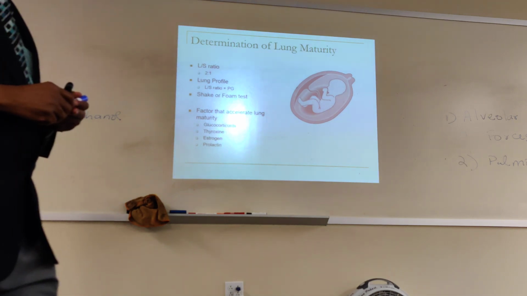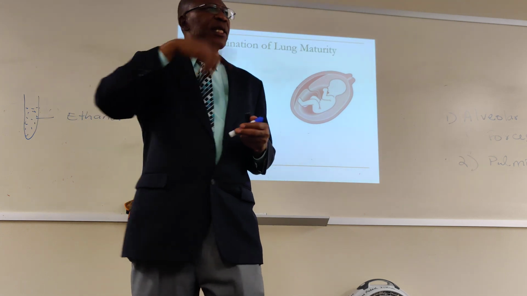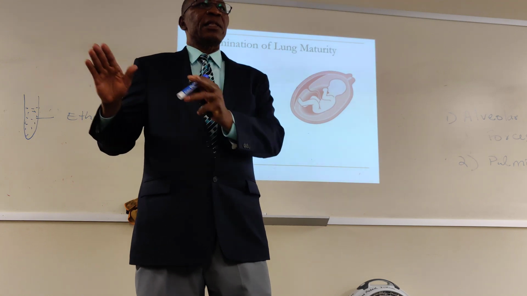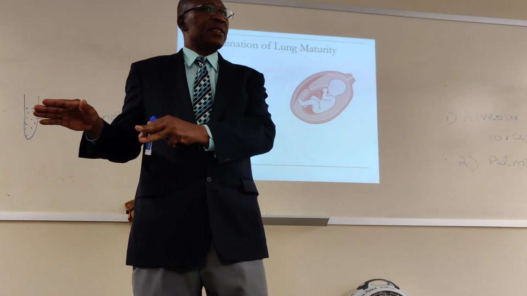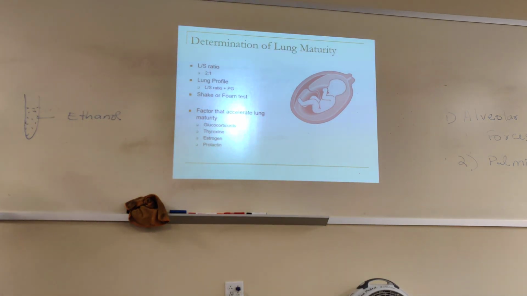And then they centrifuge it. They spin it for 15 seconds, and then they let it sit for 15 minutes. Now, after 15 minutes, if you have a ring of bubbles forming on top of the ethanol, that would mean that the baby's lungs are mature. So that's the shake or the foam test.